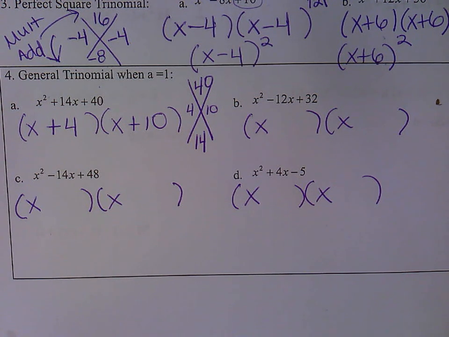If this came out negative, right? Then one of them is positive, one of them is negative, and then you have to figure out what adds up to the middle term.